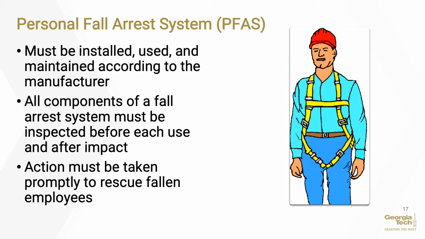The PFAS must be installed, used, and maintained according to the manufacturer. All components of a fall arrest system must be inspected before each use and after impact. Promptly rescue employees in the event of a fall or assure that they are able to rescue themselves. Know the ABCs of personal fall arrest systems: anchorages, body harness, and components, including connectors like snap hooks or D-rings, connection points, lanyards, deceleration devices, lifelines, etc.